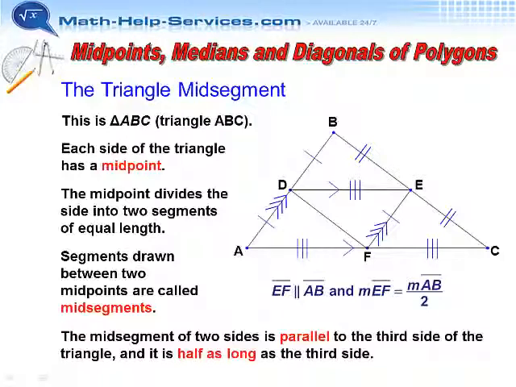Also, line segment EF is parallel to line segment AB, and the measurement of line segment EF is half of the measurement of line segment AB. Likewise, line segment DF is parallel to line segment BC, and the measurement of line segment DF is half the measurement of line segment BC.